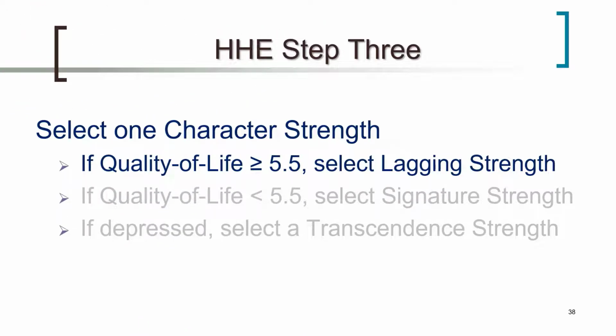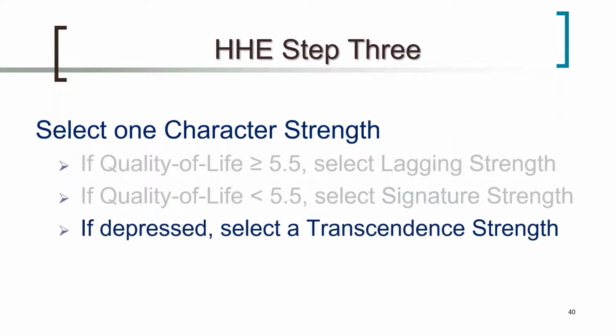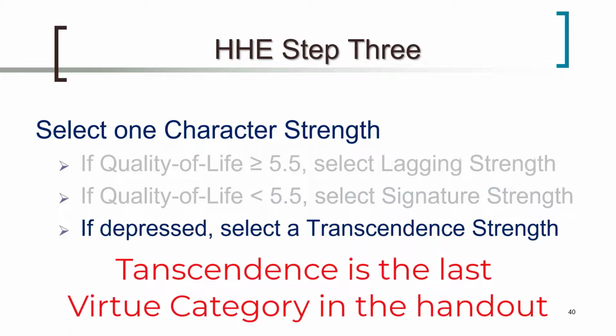The third step in the Healthy Hippocampus Exercise is to select a character strength to work on. The way to do this is to select a lagging character strength, one that's relatively low, if your quality of life is at 5.5 or above. However, if your quality of life is below 5.5, choose a signature character strength. A signature character strength is one that you're already pretty strong on. If you're struggling with depression, select one of the transcendence character strengths.